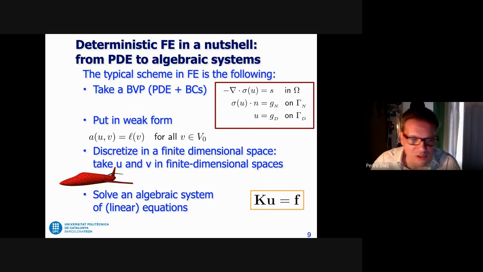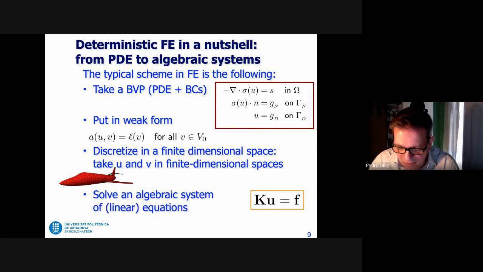So u is the test function and v are the trial functions. The idea is that once we select all these functions in a discrete finite dimensional space that corresponds to a mesh, for instance, the mesh of this plane here, then we end up having an algebraic system of equations. The equations are linear if the original problem is linear, and nonlinear if the original problem is nonlinear.